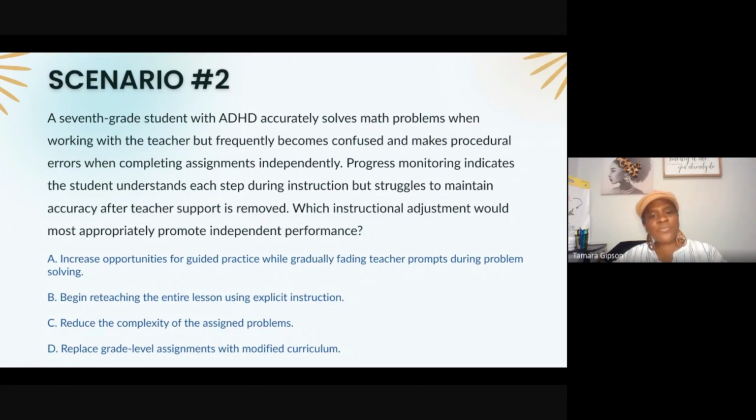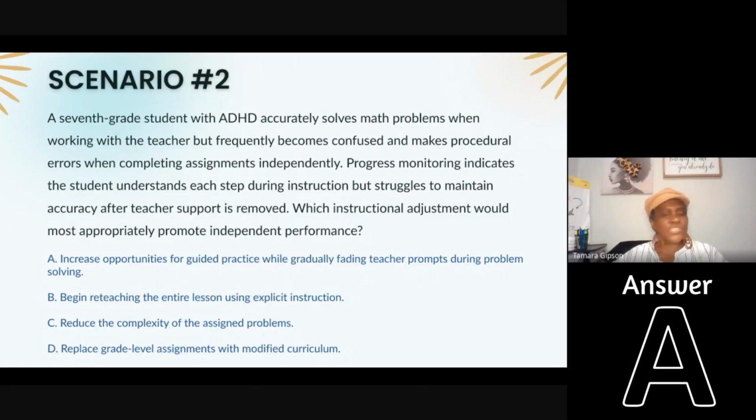Here again, I draw you back to the data. The student understands and performs well with teacher support. So the need or the problem occurs after support disappears. That's the clue. So the correct answer is A. The issue isn't learning. It's learning to be independent here. And that's why I presented the guided practice and gradual release, because it directly addresses this need.